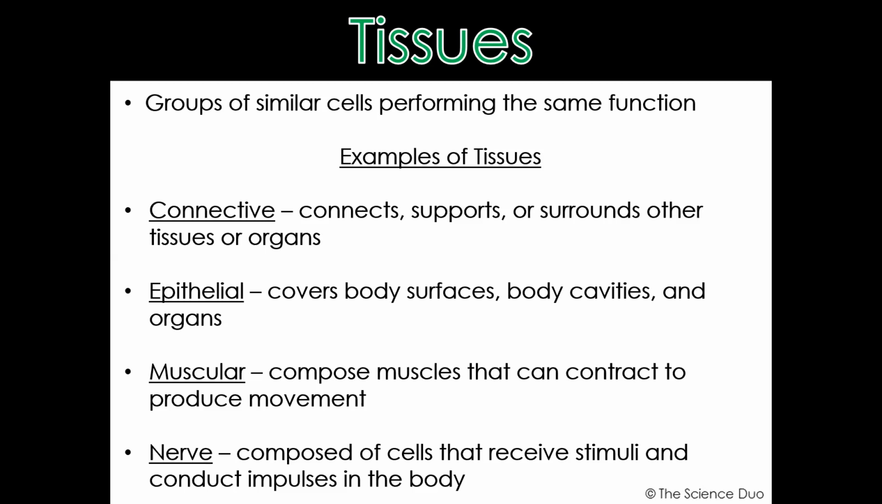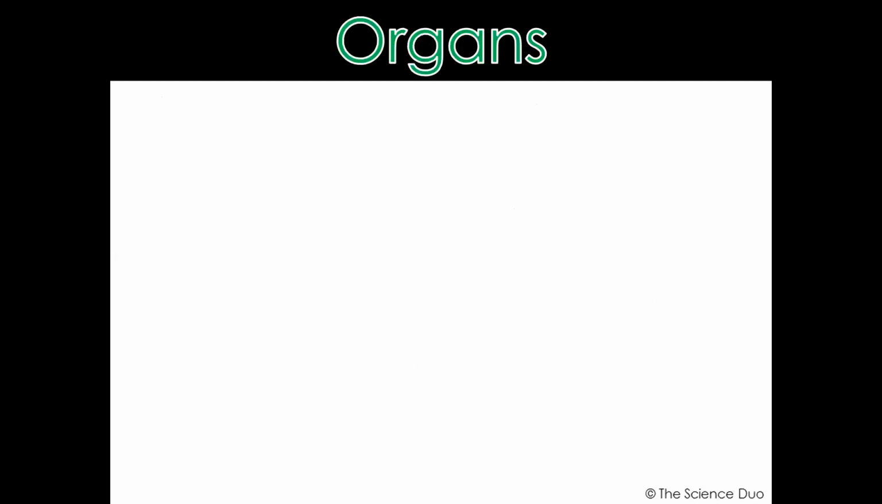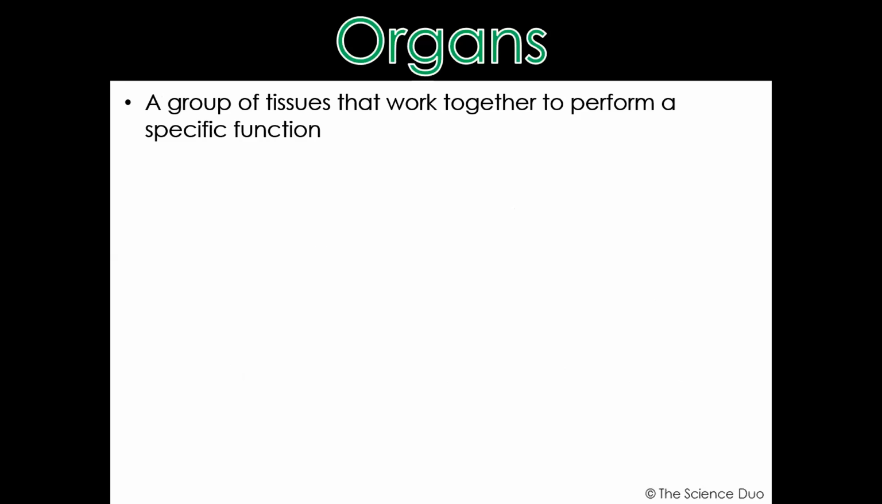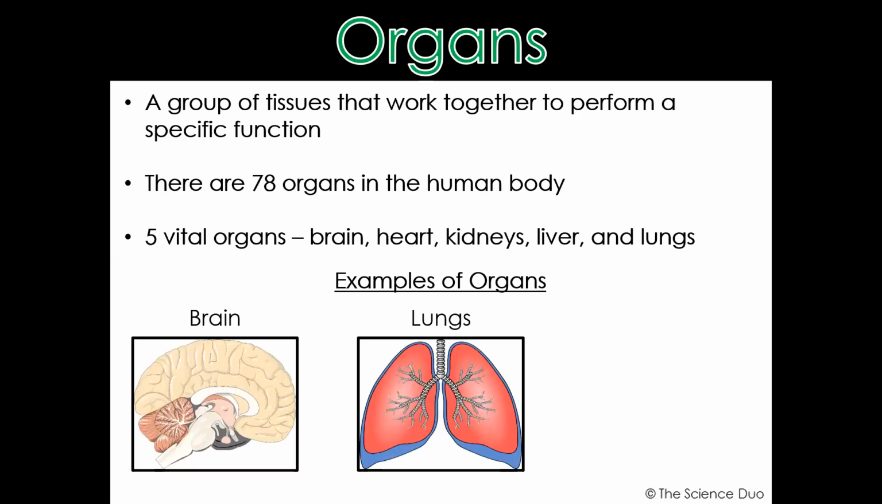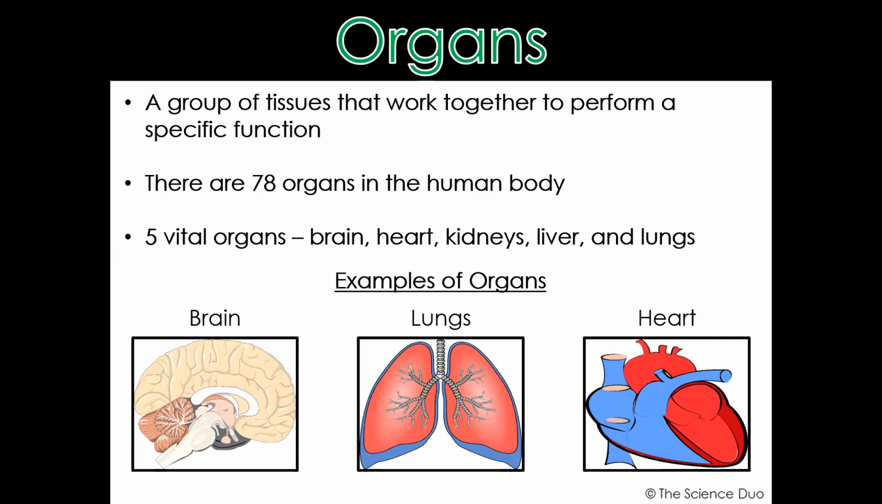So when you have tissues, like tissues that come together, they're going to form your organs. So you're going from cells that come together to form tissues, and the like tissues that come together to form the organs. There are 78 different organs within the human body. So within your body, you have 78 different organs. Your 5 vital organs are your brain, your heart, your kidneys, your liver, and your lungs. And some examples of organs: your brain, your lungs, and your heart.